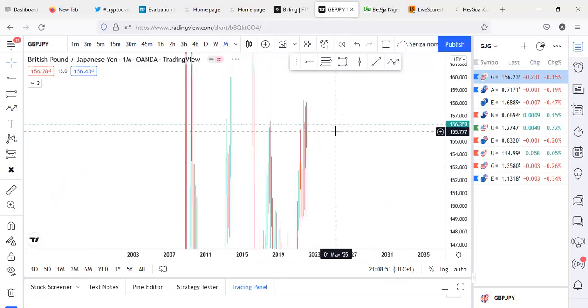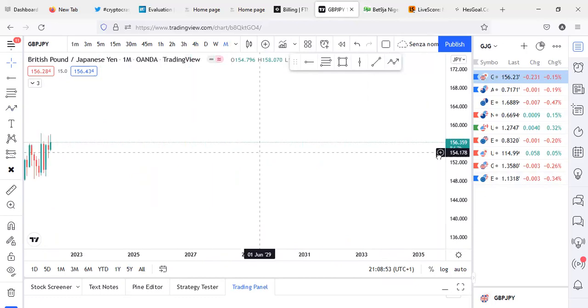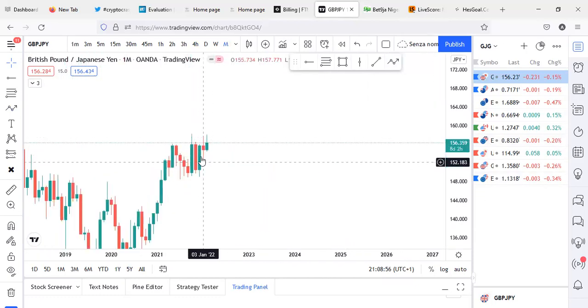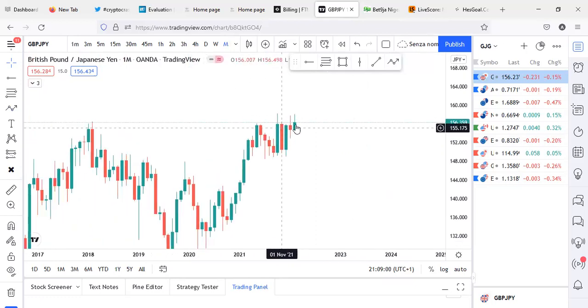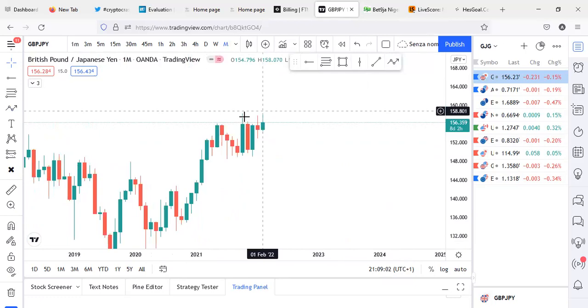So looking at the monthly profile, we can see that last month was a red month. So basically we should expect that this month should be a red month. But so far it is green. But it doesn't matter because we probably have one more week or two more weeks of trading.